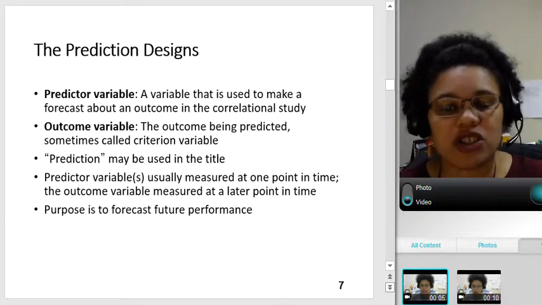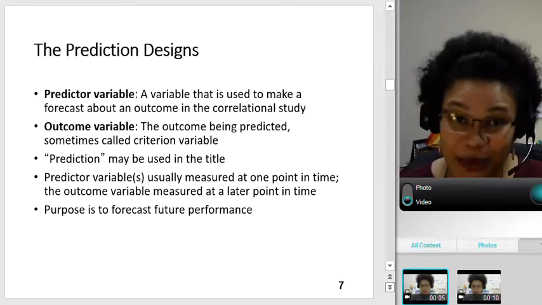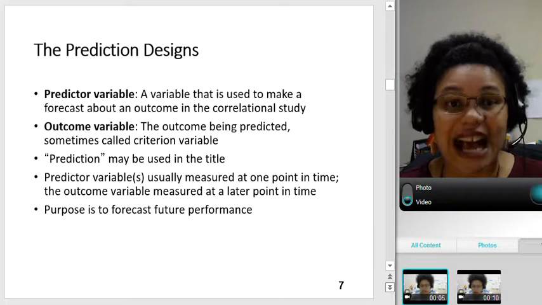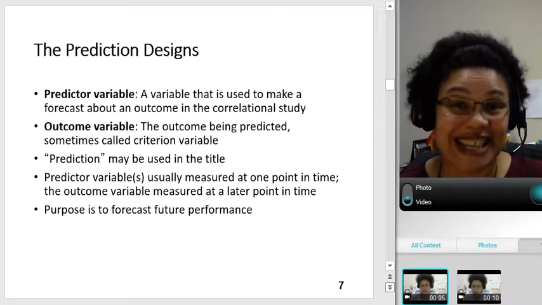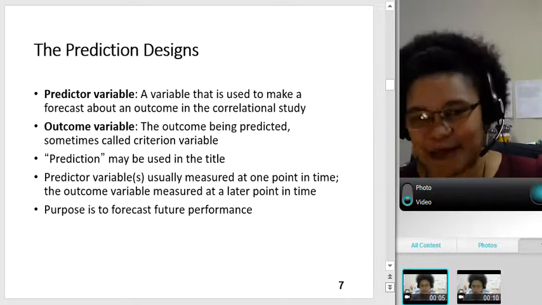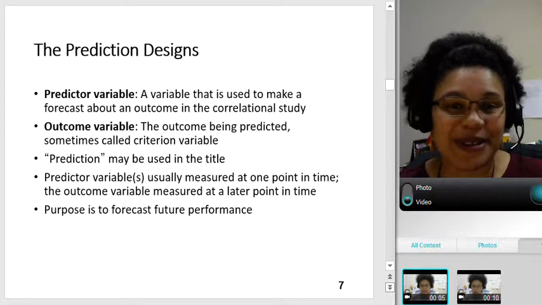Predictor variables are usually measured at one point in time with the outcome variable measured at a later point in time, right? Because of causality, we want what happens first to precede what we expect to happen later, right? So the purpose there is to forecast future performance.